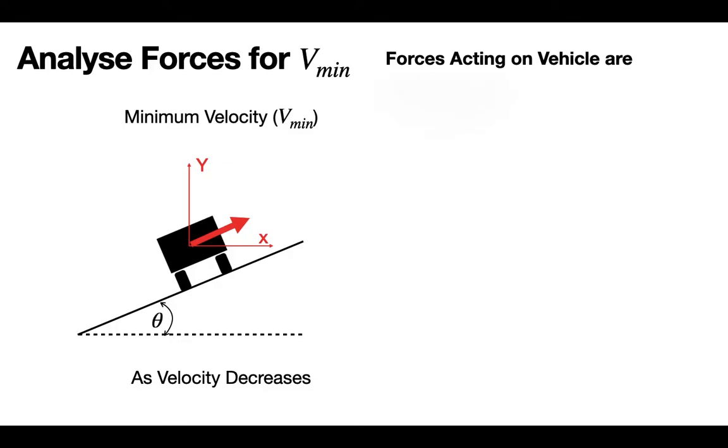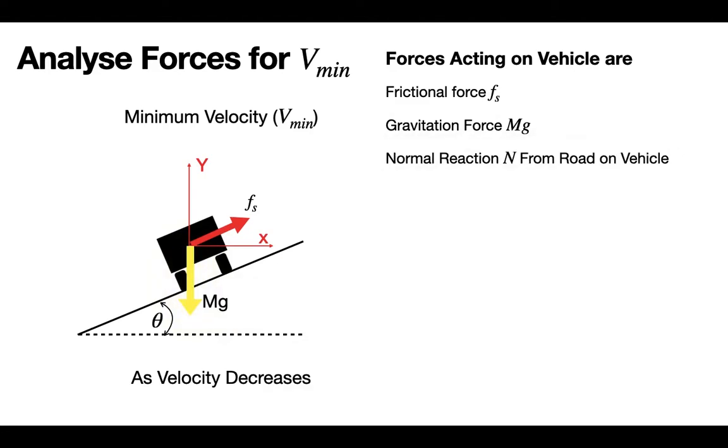So the forces acting on the vehicle are the friction force itself, which you can call Fs, the gravitational force mg, and the normal reaction N from the road on the vehicle. So these are the three real forces experienced by the object during the motion. There are no other forces.